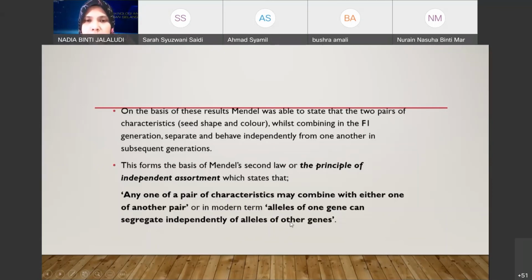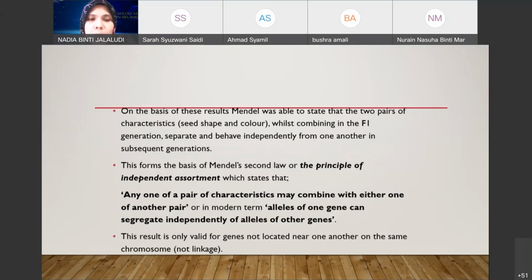So tak semestinya kalau mak you ada purple flower dengan purple flower and tall, tak semestinya you pun akan ikut juga macam tu. So ada possibility you akan ikut ayah you juga, atau ada possibility ikut atuk atau nenek juga. So alleles of one gene can segregate independently of alleles of other genes. This is the second law of Mendel, the principle of independent assortment.